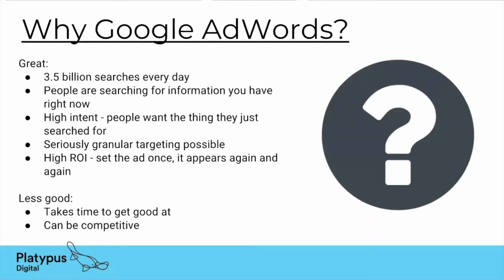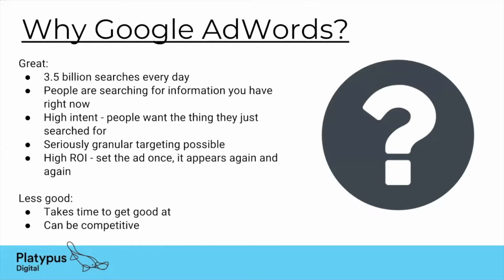So why would you use Google AdWords? Well, there's 3.5 billion searches happening on Google every single day. People are searching for what you have to offer right now. So that's the type of searches that people might do when they're looking for information on your charity's cause. So they're really people who want to help and want to find out about the thing that you have to offer straight away.